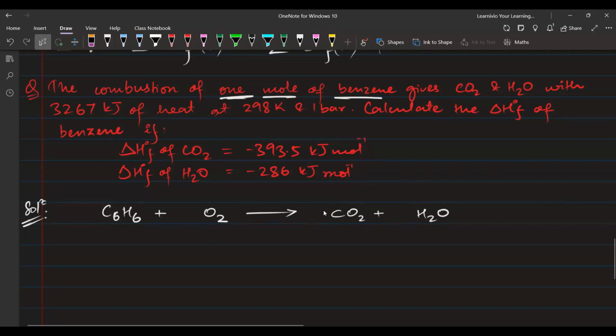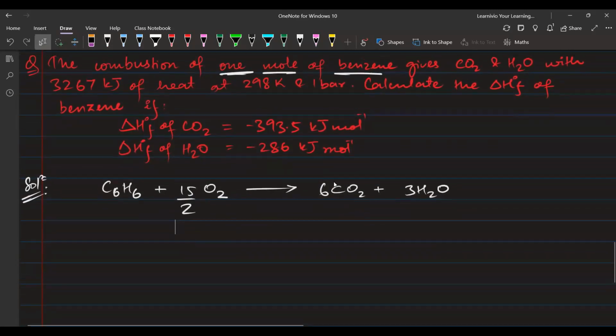So how many carbons here? We have 6 carbons. How many hydrogens? 6 hydrogens. So here I will multiply by 3. Now how many oxygen atoms are there? 12 and 3, that is 15. In order to get 15 oxygen atoms, if you multiply 15 by 2, you will get 15 oxygen atoms. Now, this is the balanced chemical reaction that we have here.